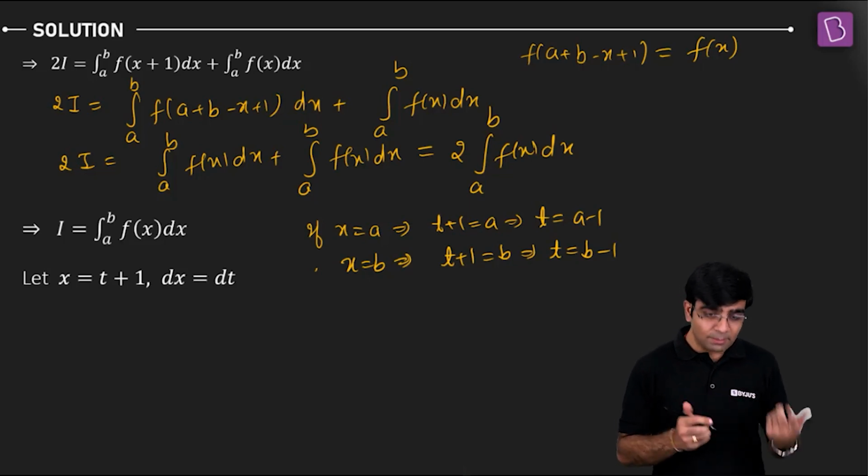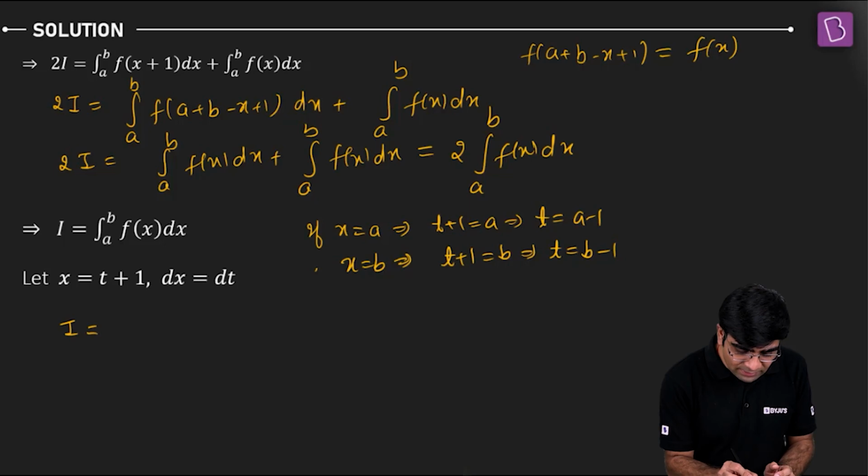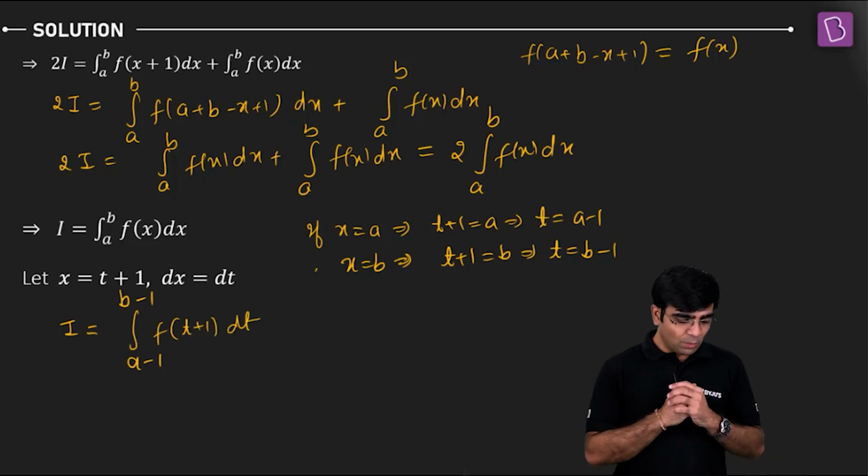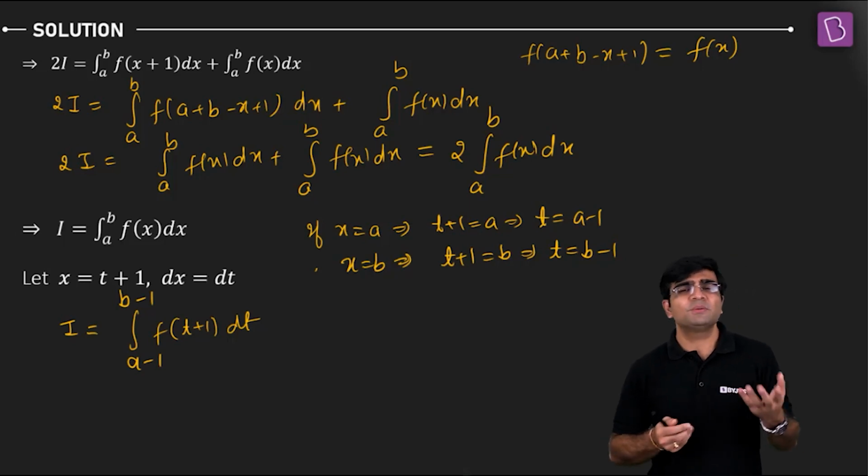What do I have here? My integral will now be converted as: lower limit a minus 1, upper limit b minus 1, and instead of x, I'll be putting t plus 1, and then we'll have dt. Wow, but my option was in terms of x. You know this property, right?